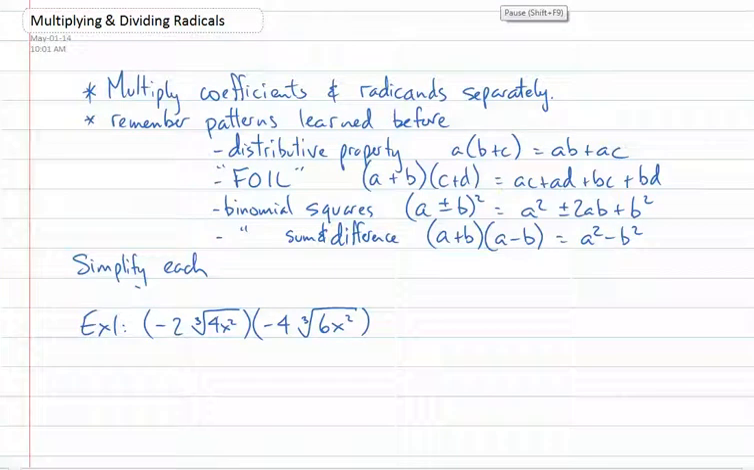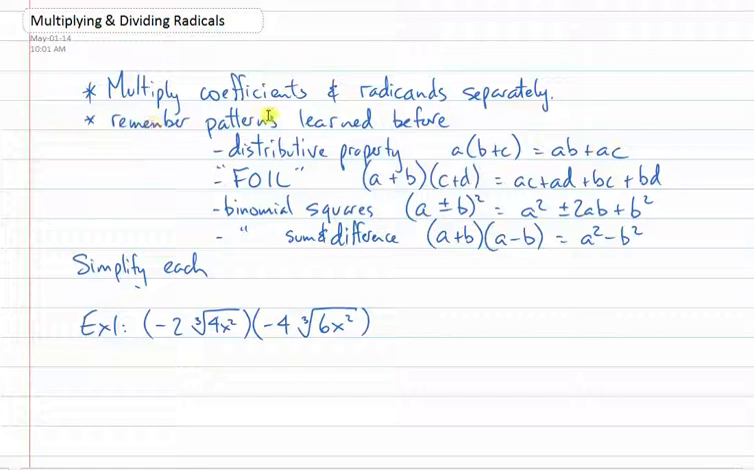Hi, in this lesson we're going to learn about multiplying and dividing radicals. We typically do this after addition and subtraction of radicals. To multiply, we multiply coefficients, the numbers outside of the radical, as one component, and we multiply the radicands, the things inside the radicals, separately. What's outside stays outside, what's inside stays inside, if you will.